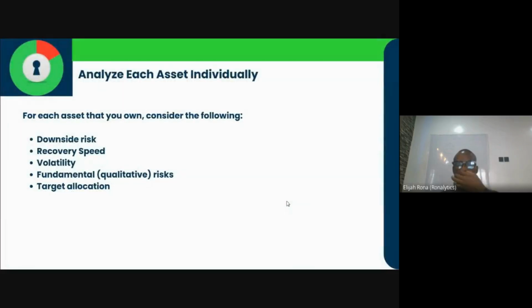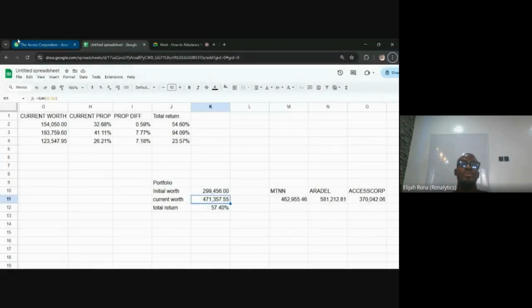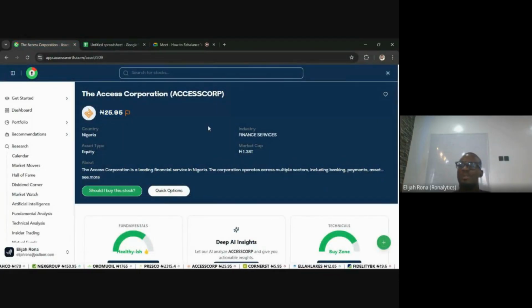So how do we rebalance? Let us analyze each asset individually. When we're analyzing the assets, mind you, this is practical, so please, if you can look at your screen, very important. We'll consider the downside risk of the stock. We'll consider the recovery speeds, the volatility, the fundamental risks. I'll explain all these. Then also the target allocation. So let's go back to, this time we'll be using Access Bank here, right?